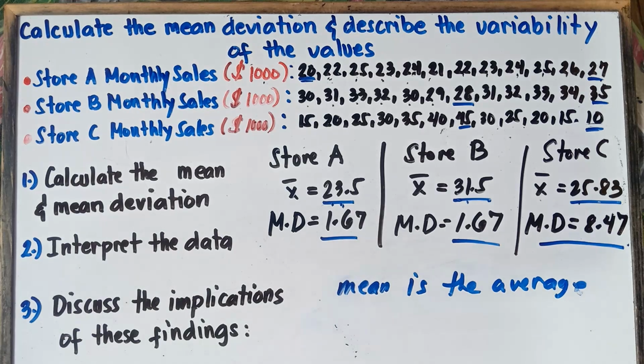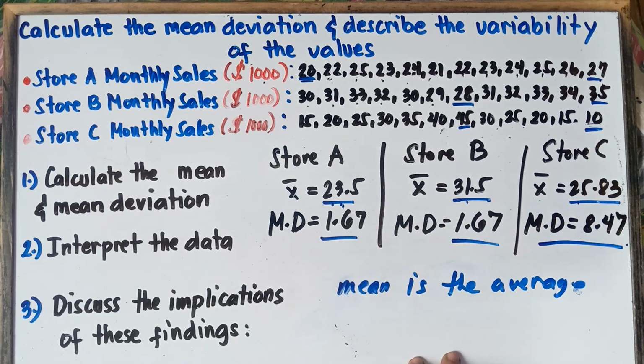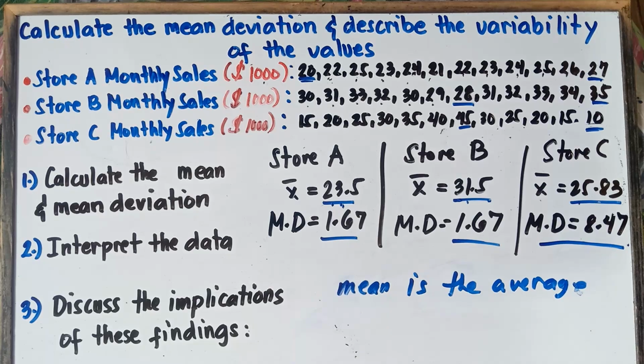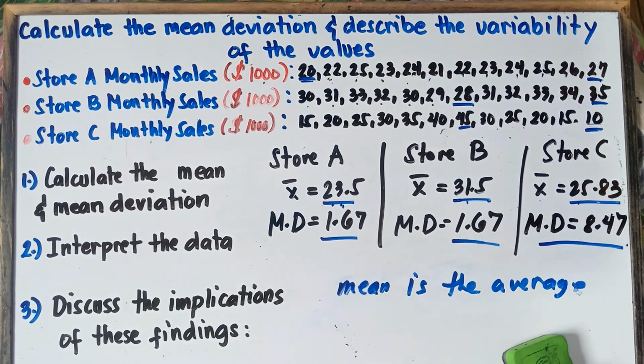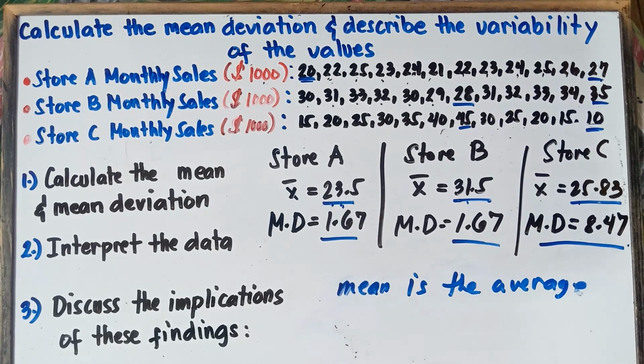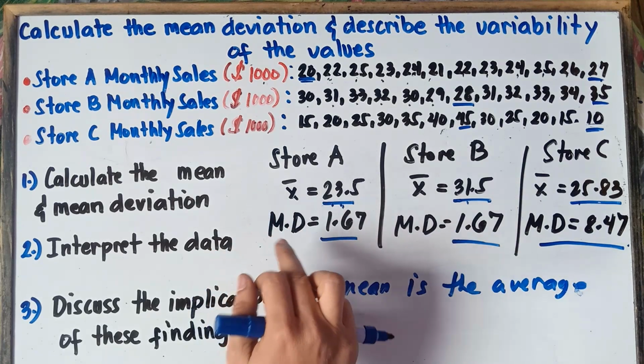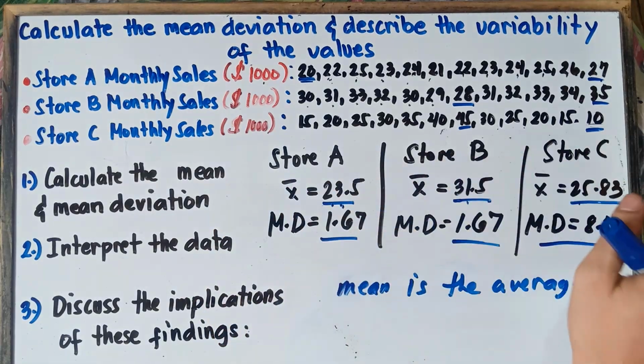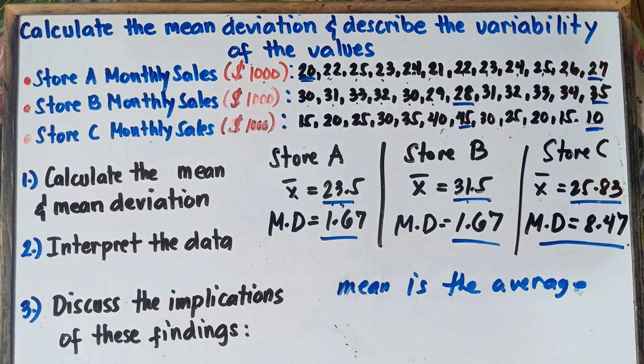Alright, so to finalize our answer, class, let me just erase this one. I'll be finalizing our answer with regards to interpretation of data. We don't have enough space, class. Once again, class, you pause the video. This is the answer for the mean and then mean deviation for store A, store B, and then store C. So let me just finalize my answer with regards to interpretation of data.